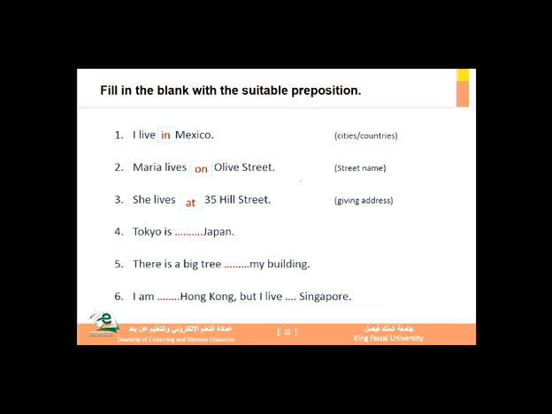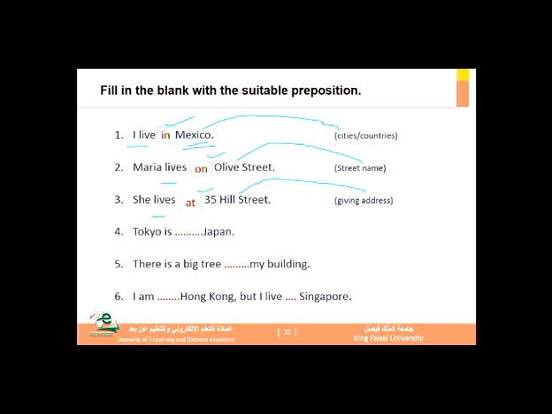Now, you need also to notice that we use the same verb here, live, but it is a different preposition. What makes the preposition choice on, in, or at? We look at the following word. If it is the name of a city, we use in. If it is the name of the street, we use on. If we are giving our address, we use at.